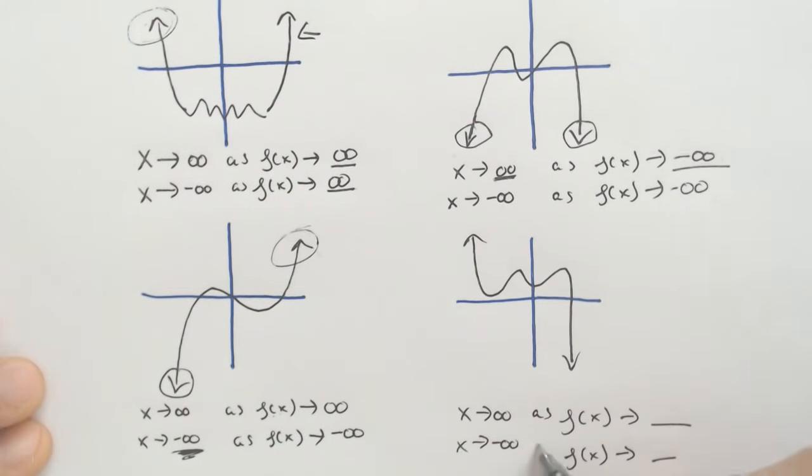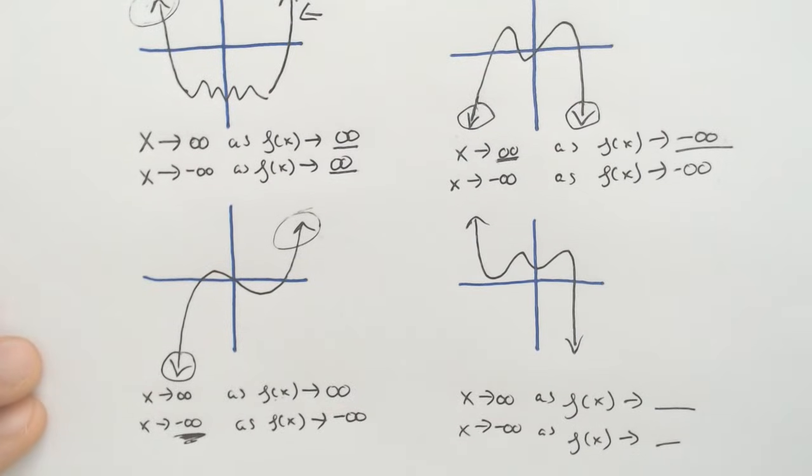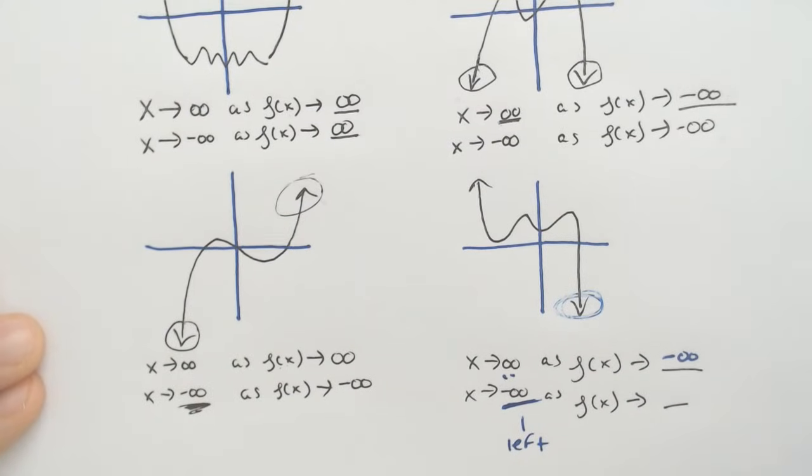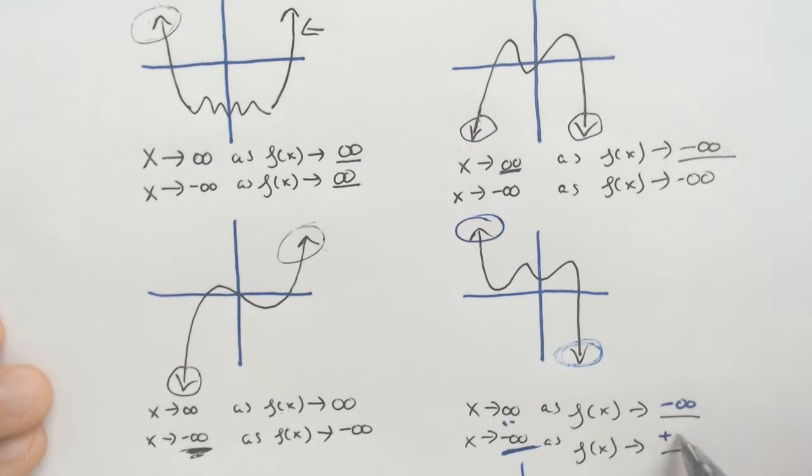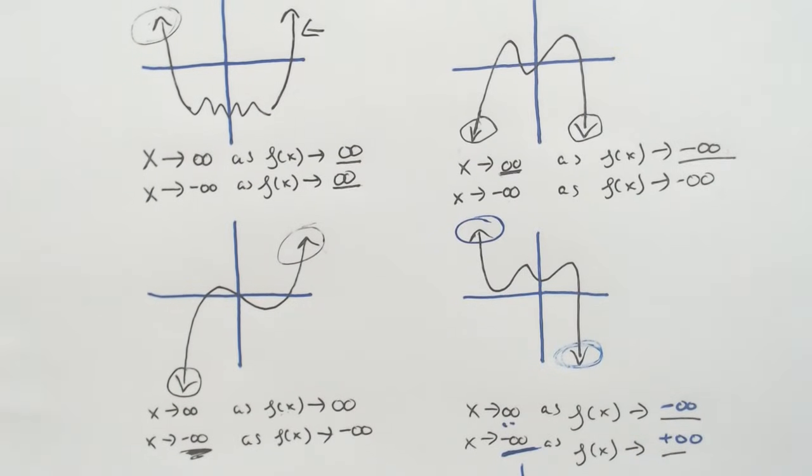And I always don't like writing as. I don't know why. So f of x on the right side of my graph is going very down. That is negative infinity. On the left side of the graph, as x approaches negative infinity, that's the left side. What are we doing? We are going up. So that would be positive infinity. And that's a very bad infinity symbol.